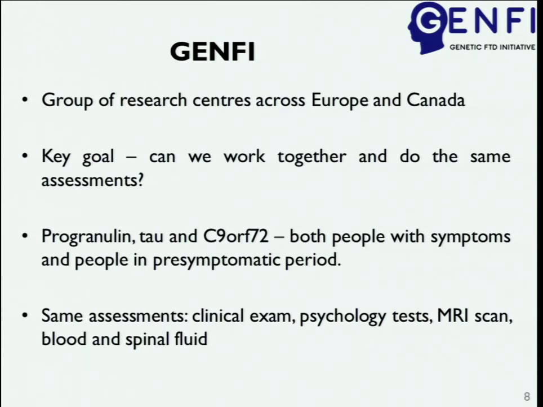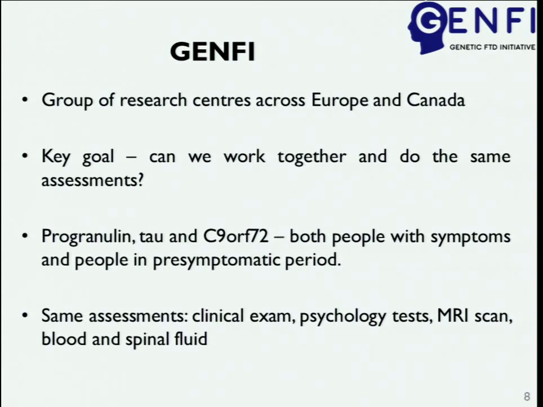So everybody does different things, and when we do research studies, traditionally people have always gone off and done their own study on a small number of people. But what we really wanted to do was get a mass of people together so that we could study this in a little bit more detail, which is just what you have to do when you have a relatively rare condition. So we decided to study people with these three main genetic types, progranulin, tau, and C9orf72. And we decided we'd study not just people with symptoms, but also people in this pre-symptomatic period.